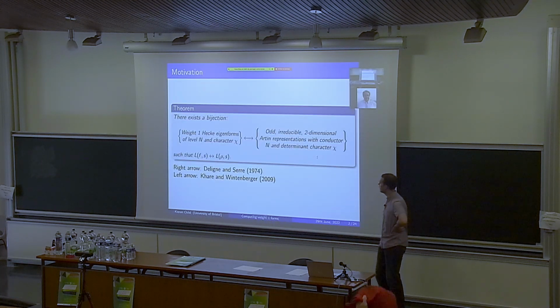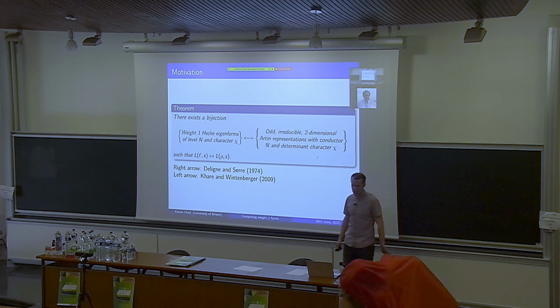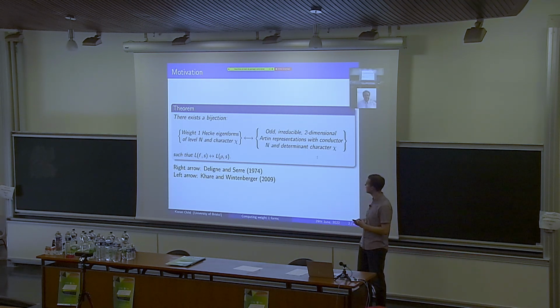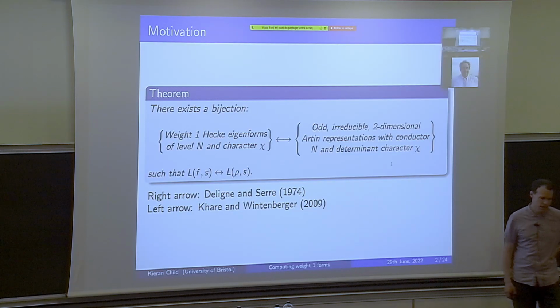So straight away, I'm going to talk about essentially the motivation. There's this fantastic result of modern number theory which associates newforms, weight 1, Hecke eigenforms, level N, character chi, on one side, with Artin representations, certain Galois representations that I'm going to explain a bit more in a bit. And this association is done via L-functions. The L-function on the left is the same as the L-function on the right. And the right arrow there is Deligne and Serre, and the left arrow is Khare and Wintenberger.